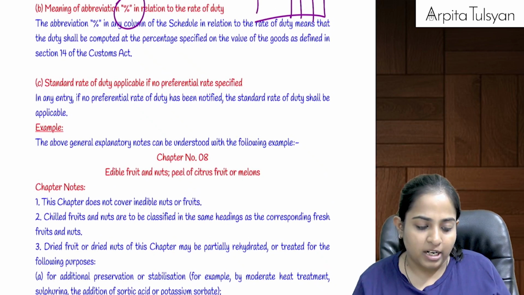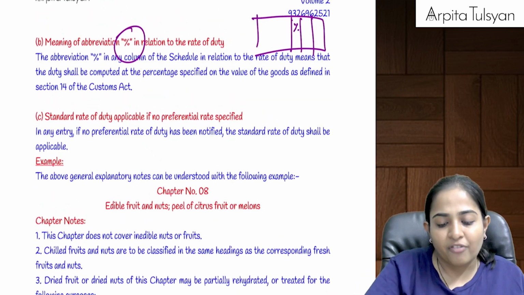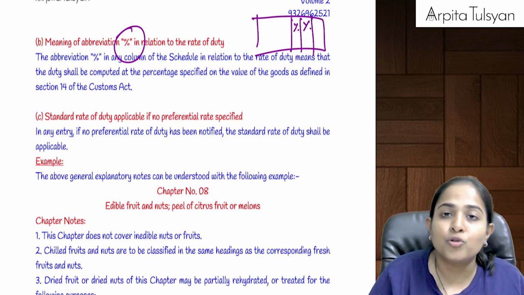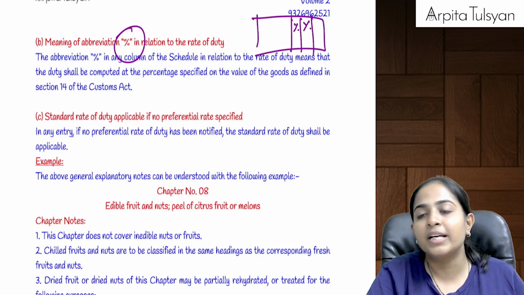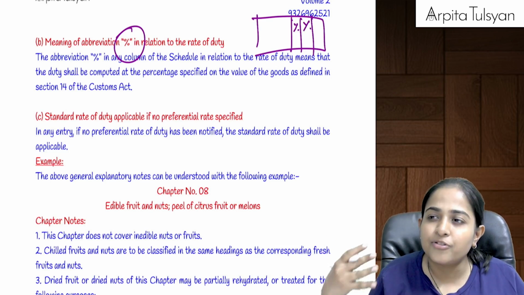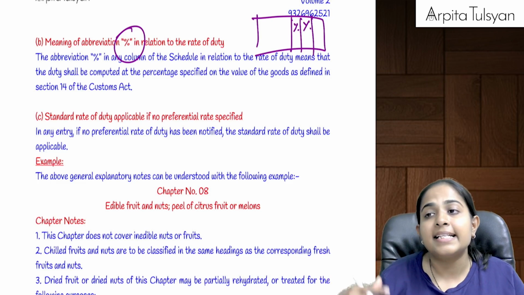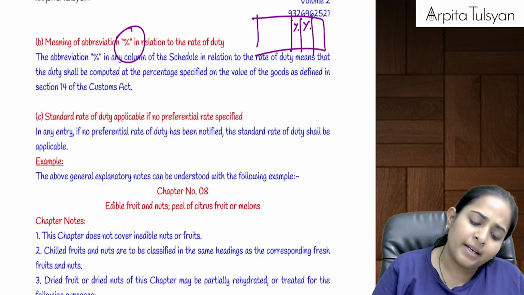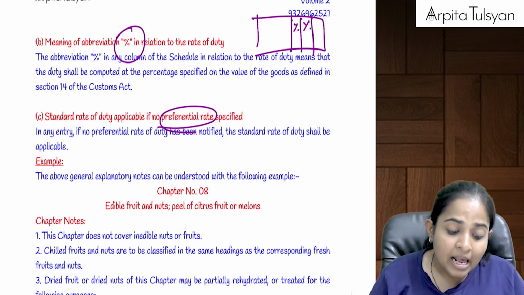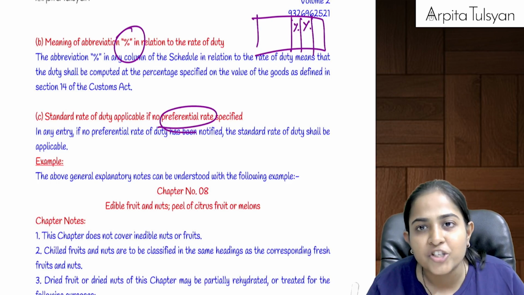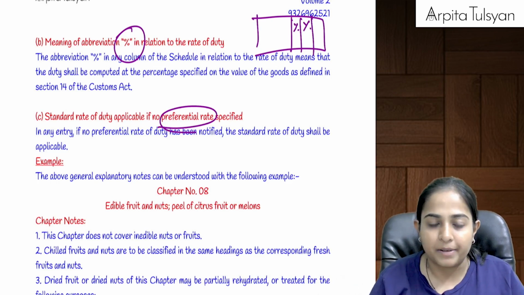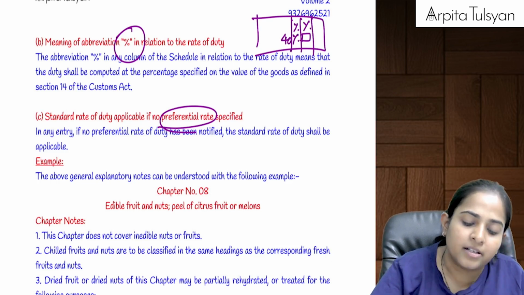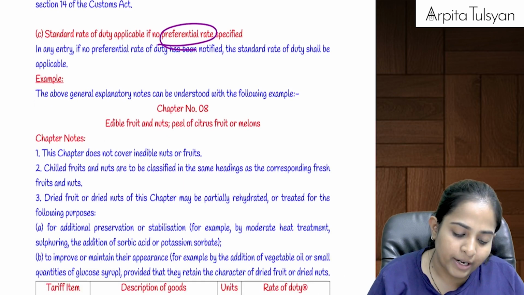Then there is one more percentage given in your Customs Tariff Act, which refers to the preferential rate. That is, if we are importing goods from a particular country with which we have a specific agreement, then a lower rate of duty is applicable because of the trade agreements between the two countries. In that case the preferential rate will be applicable, but if there is no preferential rate specified, then the standard rate will be applicable. If nothing is written in that particular column, but a percentage is written in standard, then the standard rate is going to apply.